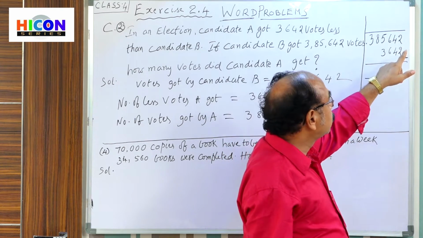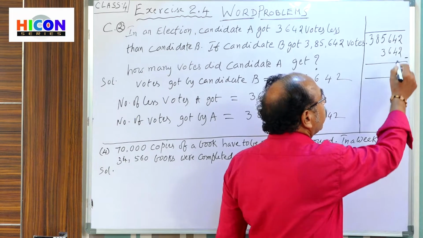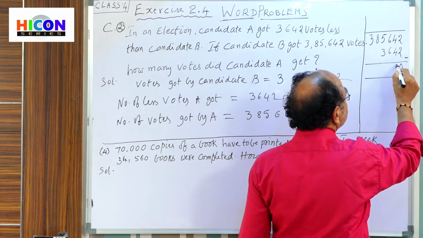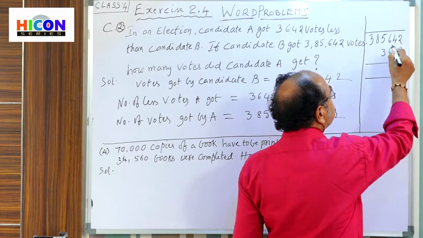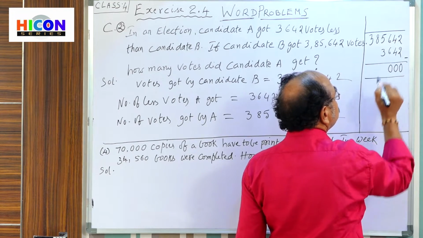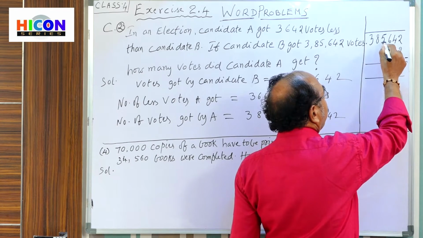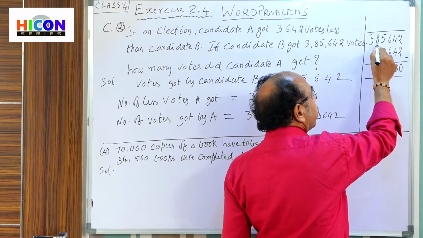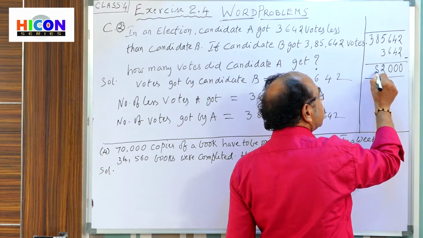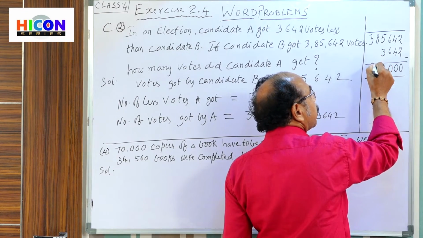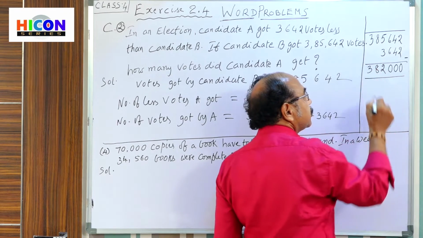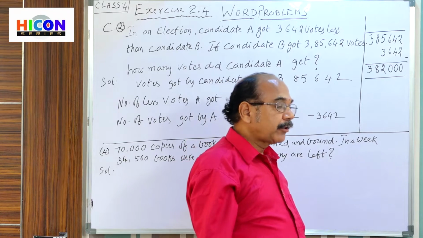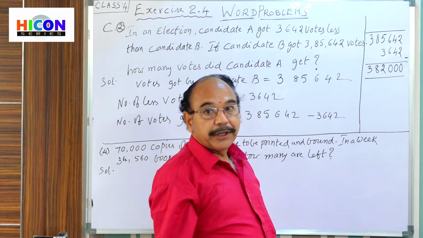First of all, show the subtraction in the units place. 2 minus 2 is 0. 4 minus 4 is 0. 6 minus 6 is 0. Now here, 5 minus 3, 2. Under 8, no number. That's why 8 only as it is we write. Under 3 also here, no number. That's why 3 as it is. That means 3,82,000.